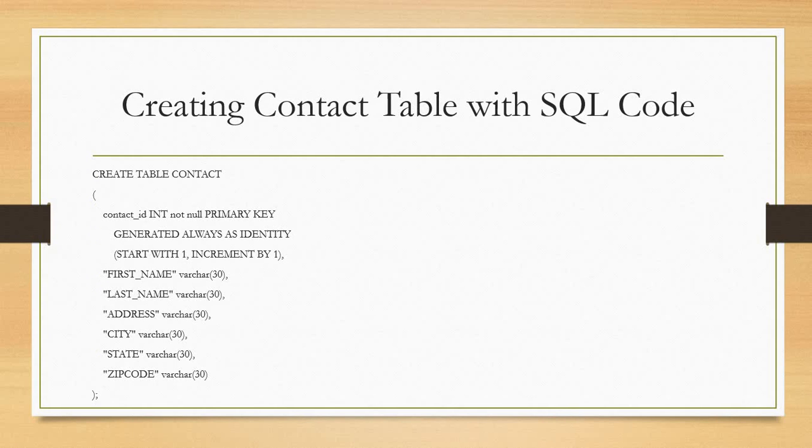So here is how you would create a contact table with SQL code. So we created the table called contact. We create an attribute or field called contact ID, which is an int. It is not null, so it has to have information inside it, and it is our primary key, so it is important.